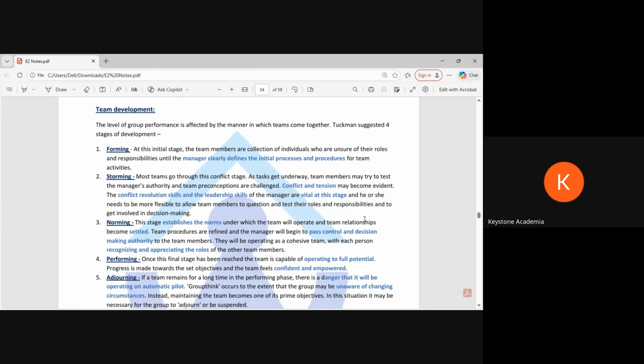For example, Forming clearly defines the initial process and procedures. Procedures and process are what? To achieve something, right? And even in Storming, it is the same logic. If you want to explain it under a different subheading, I think it should not be a problem. You just don't need to mention the Tuckman name. Just say these are the famous or most important points to consider as a team. That's fine. But if you're using this name, I think it's not good to use different headings.